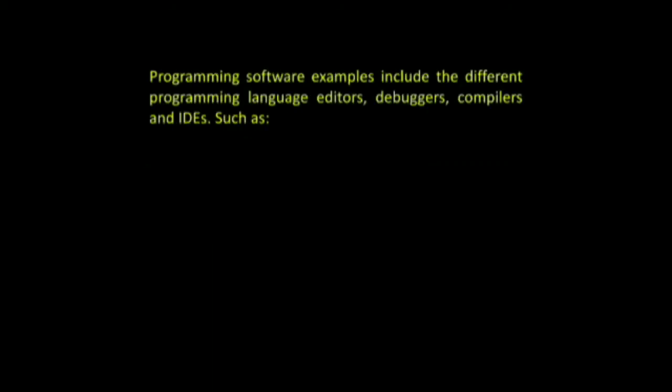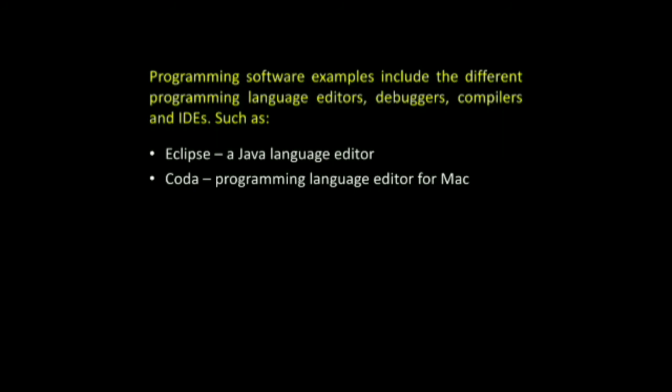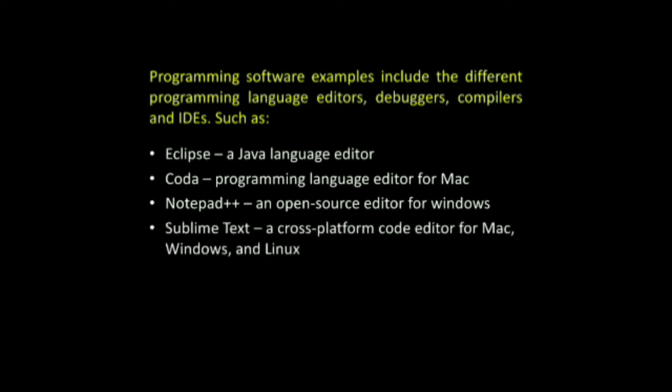Programming software examples include the different programming language editors, debuggers, compilers, and IDEs, such as, first, we have Eclipse, a Java language editor, Coda, a programming language editor for Mac, Notepad, an open source editor for Windows, Sublime Text, a cross-platform code editor for Mac, Windows, and Linux.